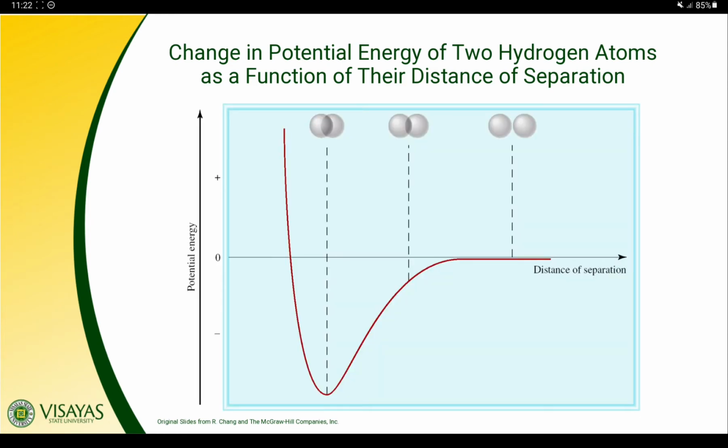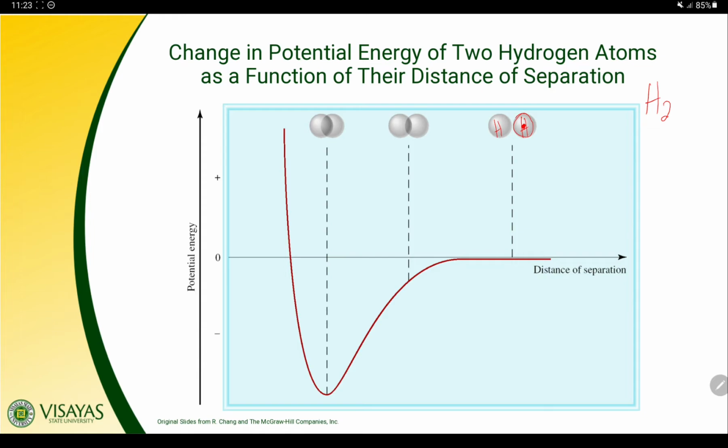So here we have an example, the hydrogen molecule. We have two hydrogen atoms, our first hydrogen atom and our second hydrogen atom. As the two atoms are still far apart, remember that in an atom we have our nucleus in the center, and this is positively charged because of the presence of protons, just one proton for hydrogen. Surrounding this nucleus is an electron.